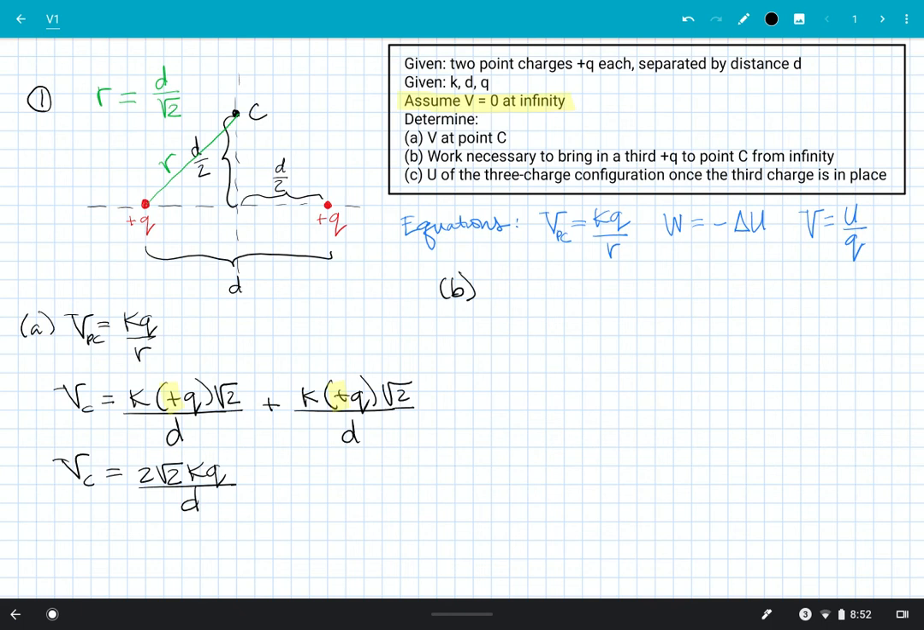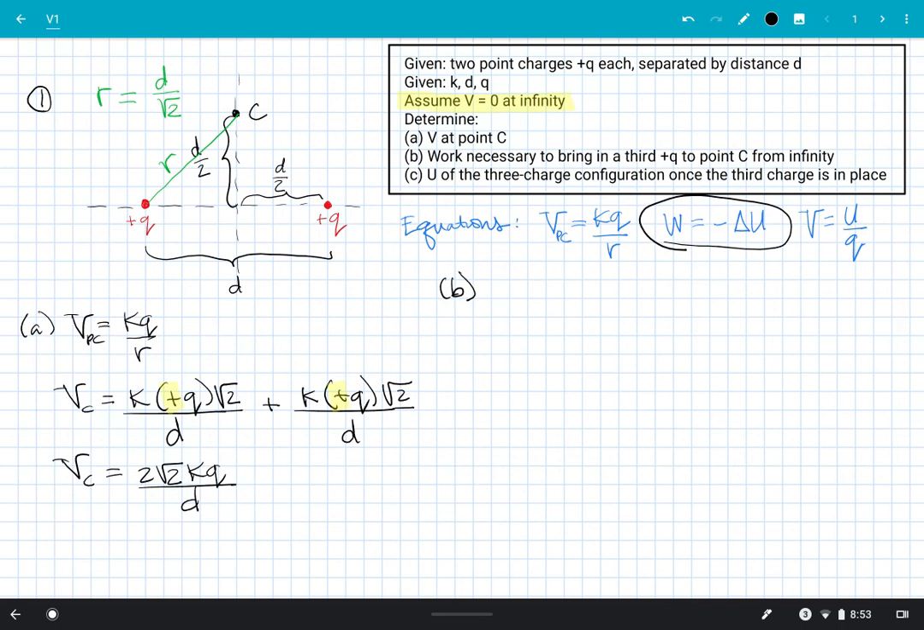Okay. So to find that work, in this equation right here, notice that you're told that work is equal to the negative change in electric potential energy. This is defined as the work done by the field.